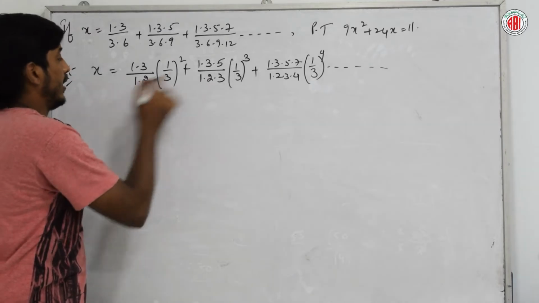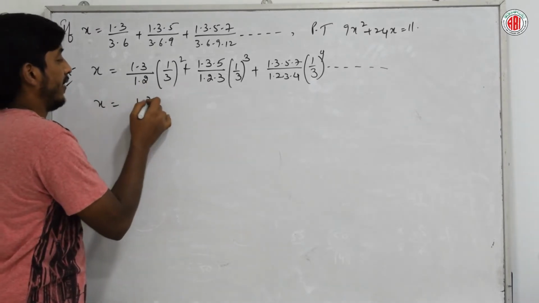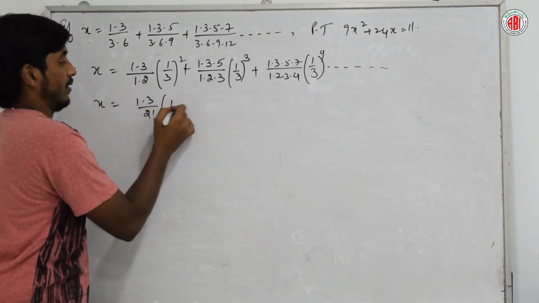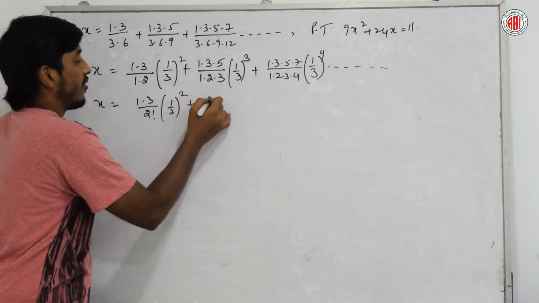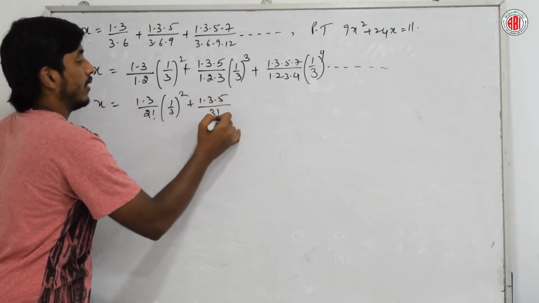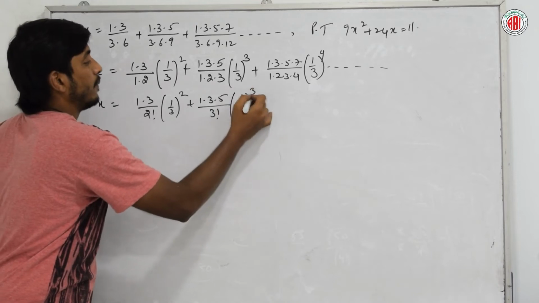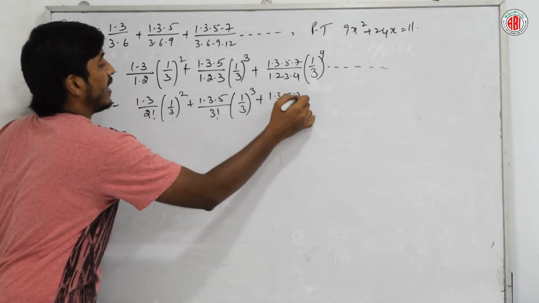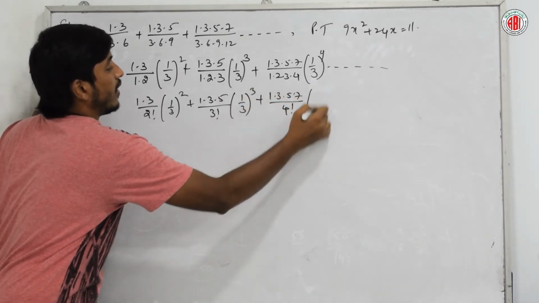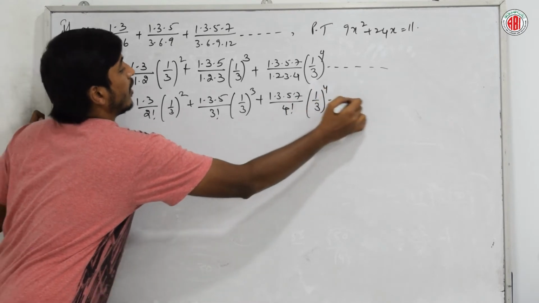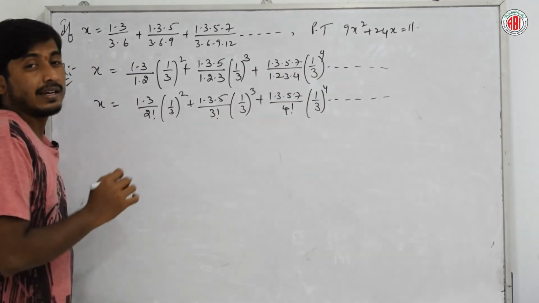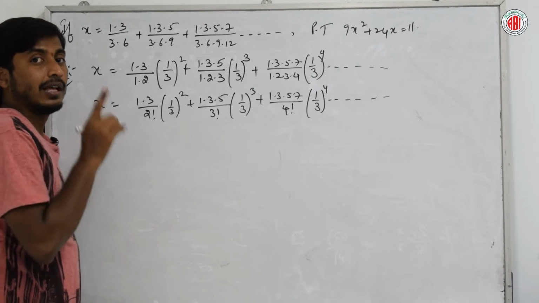Or let me write still more in a clarified way, by 2 factorial. Now you would have got an idea till now. Yes. Plus 1, 3, 5, 7 by 4 factorial into 1 by 3 whole power 4. Is it clear? Now we have to compare.